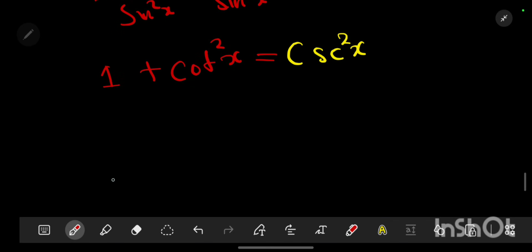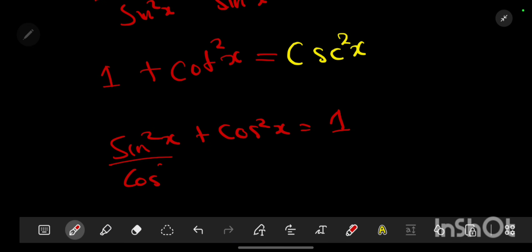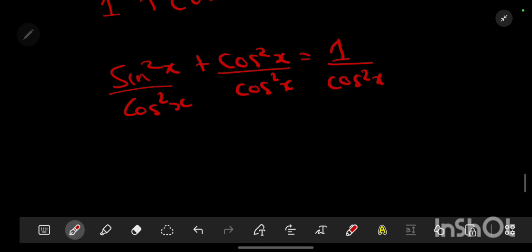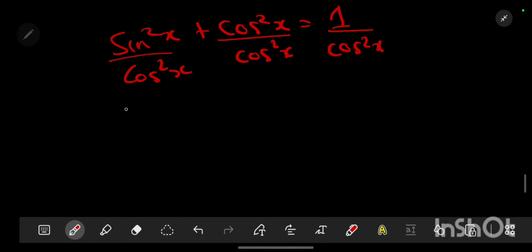Then the other identity we can have is sine squared x plus the cos squared x equal to 1. When we divide by cos squared x, we are going to have sine over cos.